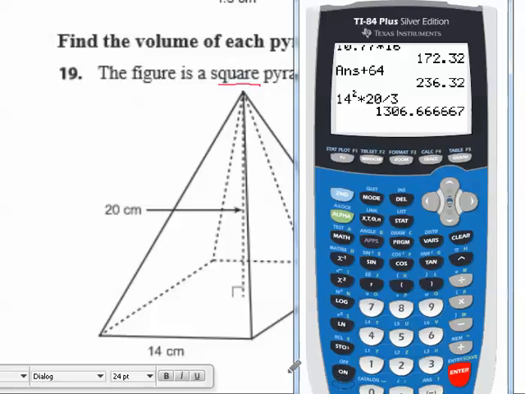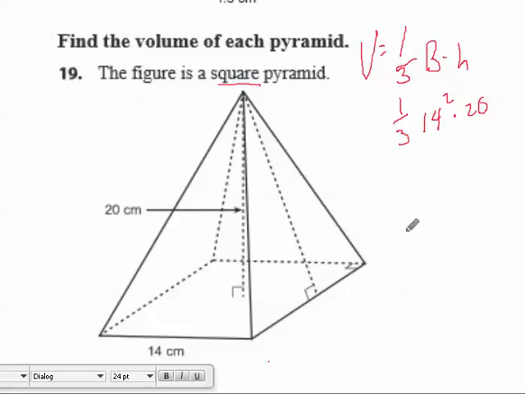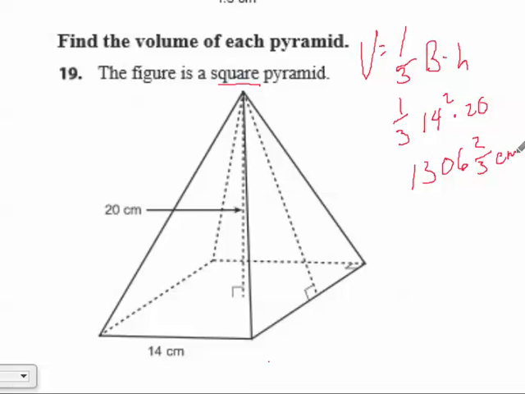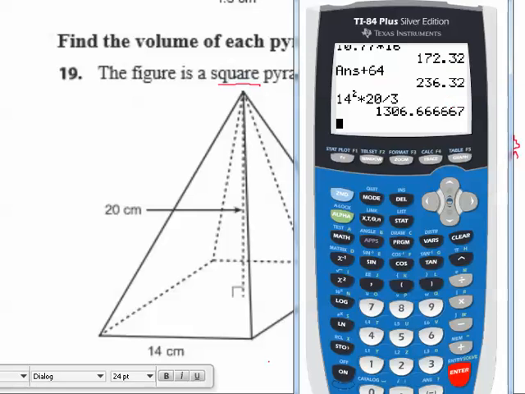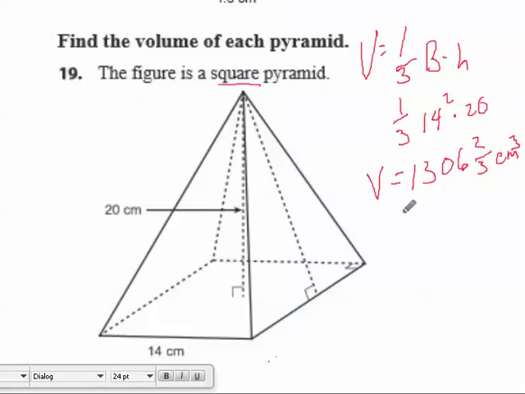And we wind up with 1306 2/3 centimeters cubed. And that would be my volume. 1306 2/3, 0.66667, that's 2/3. 1306 2/3 centimeters cubed. That easy to do. Okay?